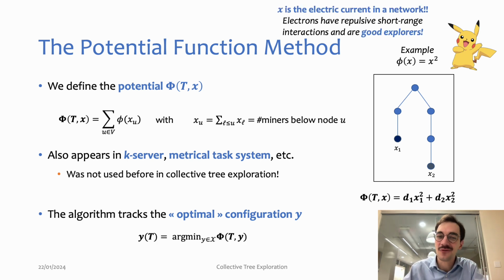And there is a natural interpretation that's very nice to this: if x is the electric current in a network, there is perhaps a reason that we can connect to the way electrons have short-range interactions that are repulsive, and are therefore quite good explorers, quite good at spreading in a network.